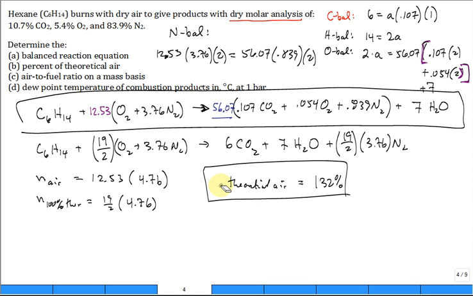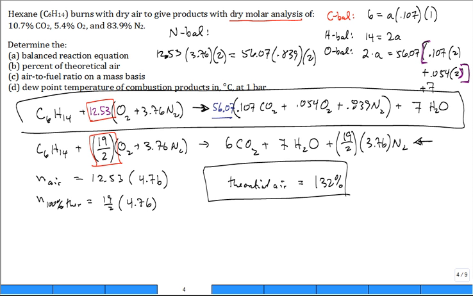number 2? I had to balance it for 100% theoretical error. And then really what I'm doing is I'm comparing this to this. All right. So 12.53 divided by 19 over 2 gives us that it's 132% theoretical error.